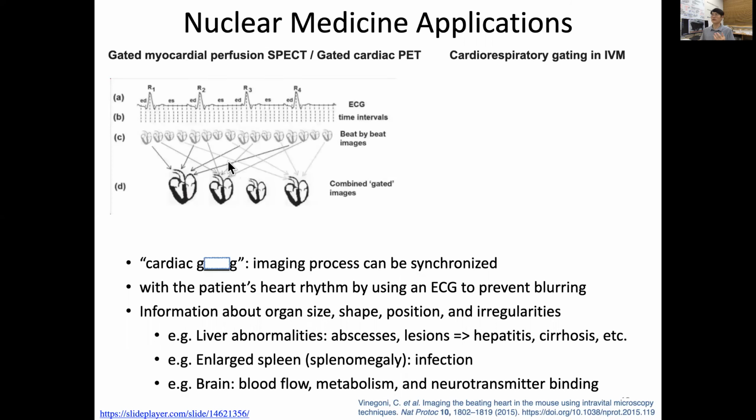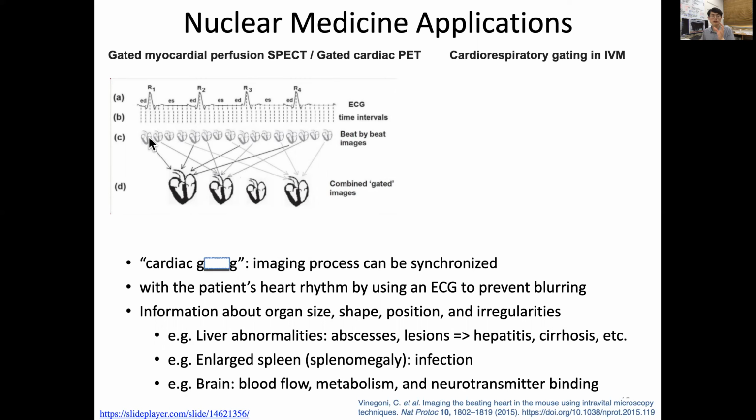So this is a diagram where we use ECG, and we can see the periodic motion of the heart. We can divide this heart cycle into a number of time intervals, in this case maybe 8. Then we take a picture at each phase. But we do know from the ECG each of these repeating times.